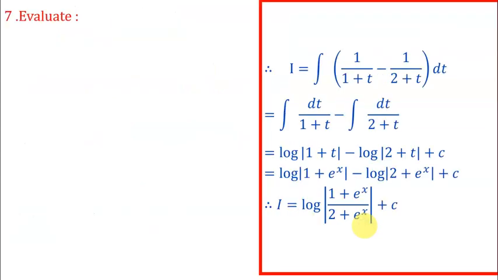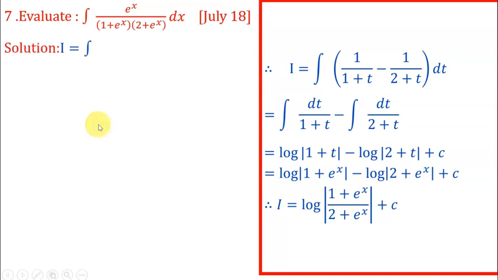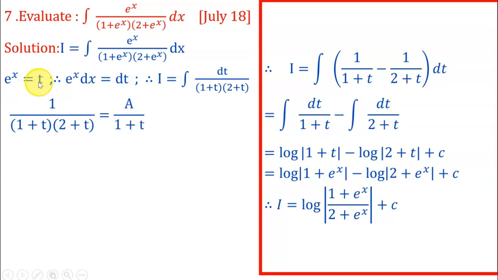Now next, example number 7. The integral of e raised to x upon in bracket 1 plus e raised to x into 2 plus e raised to x dx, asked in the July 18 examination. Now see the solution. I is equal to integral of e raised to x upon (1 plus e raised to x) into (2 plus e raised to x) dx. Now put e raised to x as t. e raised to x into dx is dt.